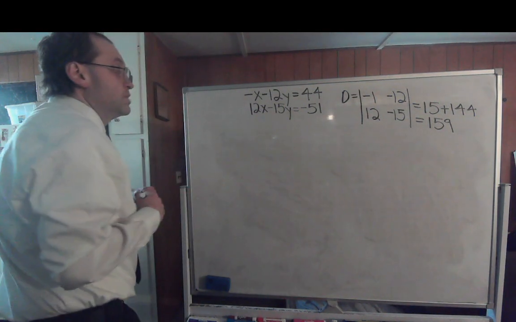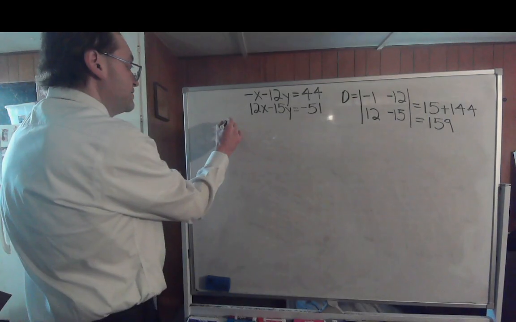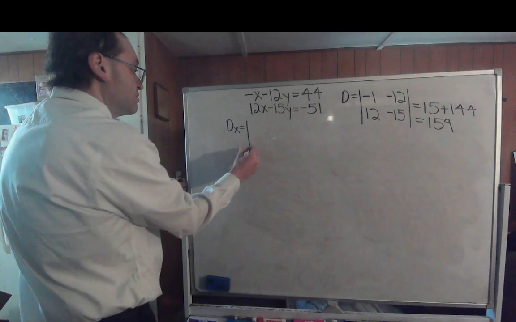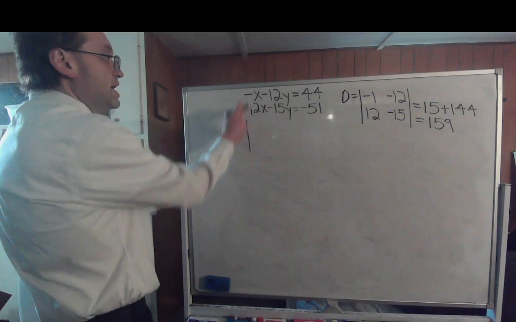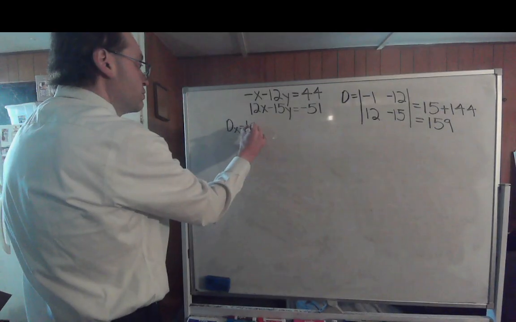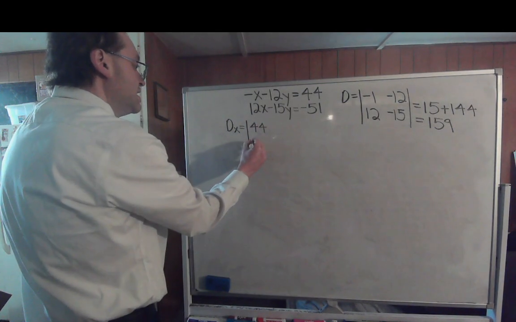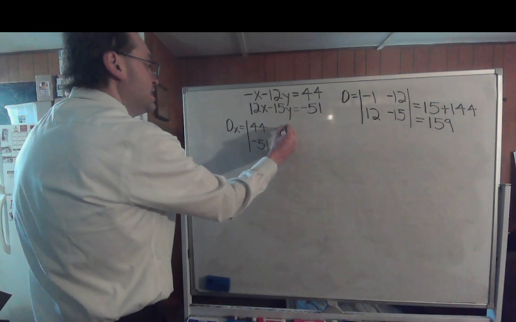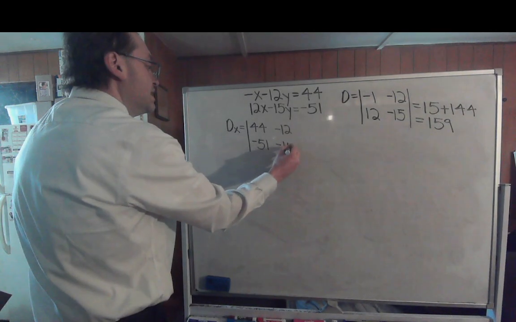Now, we know our coefficient determinant. Let's find x by first finding d sub x. So to find d sub x, take your x coefficients, replace them with that 44 and the negative 51, but keep your y coefficients the same of negative 12 and negative 15.